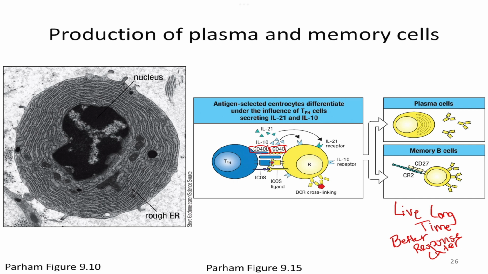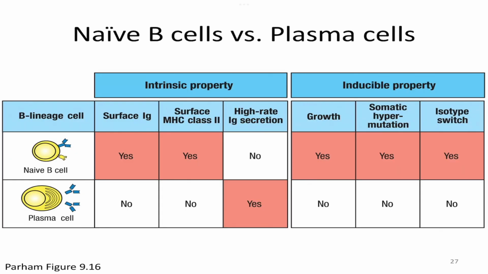Plasma cells are very, very specialized to do their one job. In fact, they lose every other kind of ability of a B cell. And the one job of a plasma cell is to make and secrete antibodies. That's why all they have is rough ER to make secreted proteins, particularly secreted antibodies. And so you can see this here.